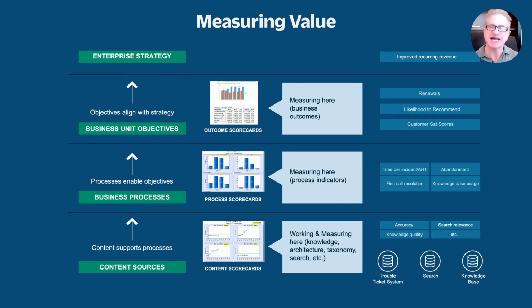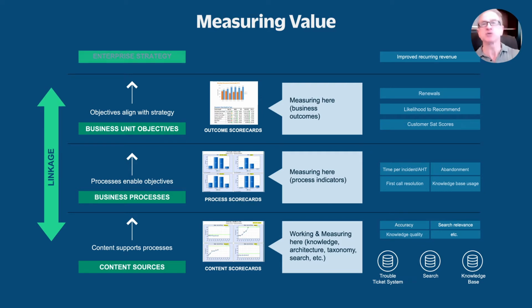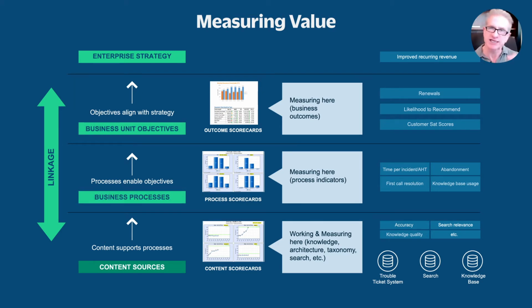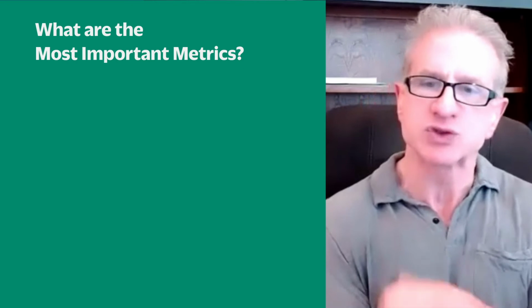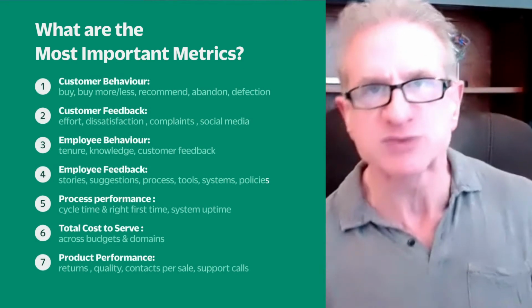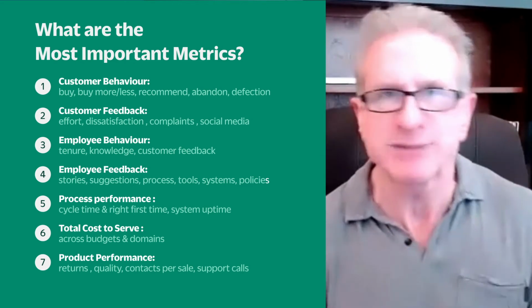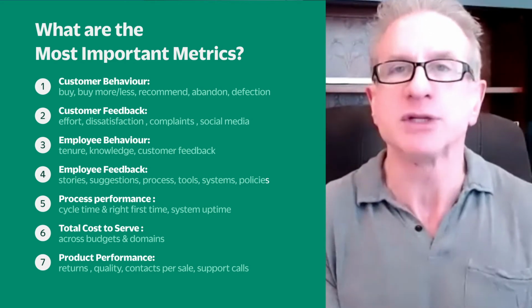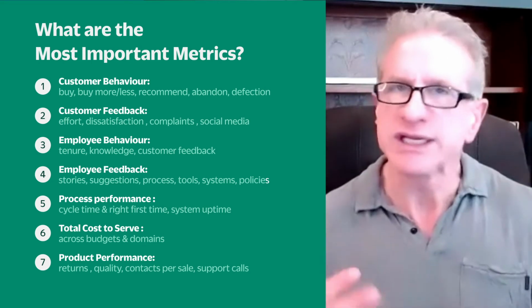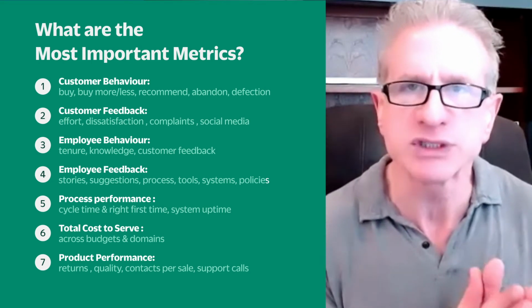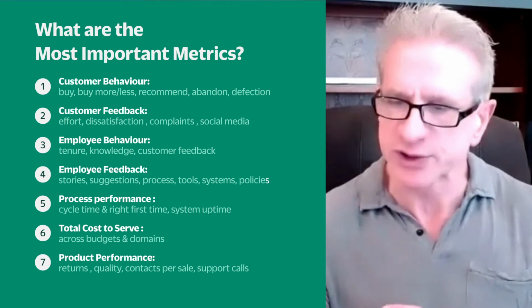And we need to maintain that linkage from those enterprise initiatives and strategy down through the business outcome scorecards, down to the process measures, and ultimately to the data. Establishing that linkage is what's so important. We look at employee behaviors or employee feedback, process improvements, process cycle times, system uptime, product performance, returns, quality, whatever those important KPIs are across those various domains.